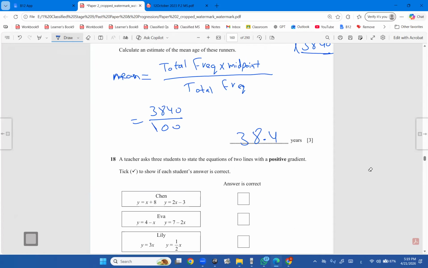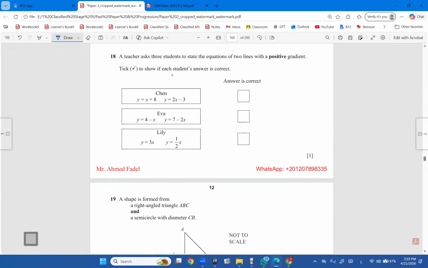All you needed to get was the total of the frequency times the midpoint, 3,840, over the total frequency, which is given to us, 100. A teacher asks 3 students to state the equations of 2 lines with a positive gradient. Tick to show if each student's answer is correct. Well, right now the gradient is the coefficient of the x. And in all equations, y is the subject already. So you must check first, is y the subject?